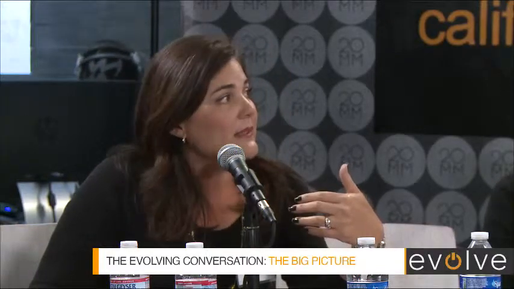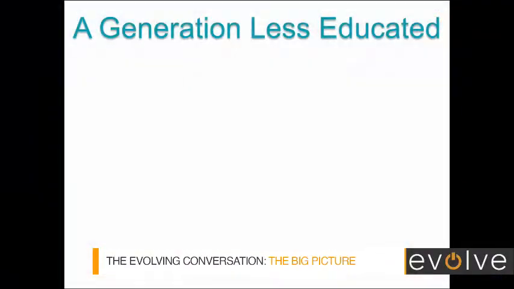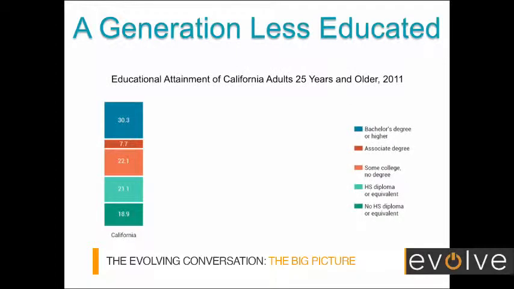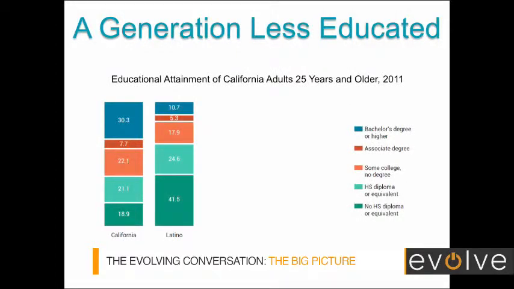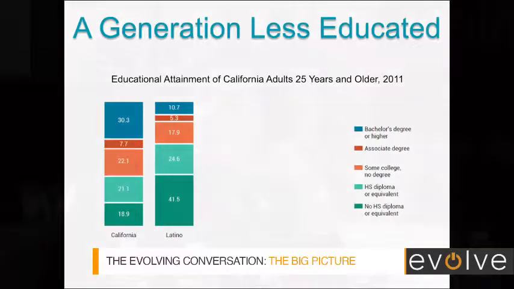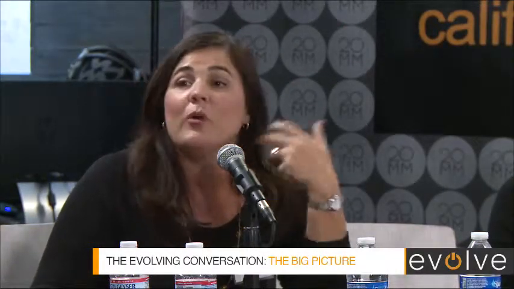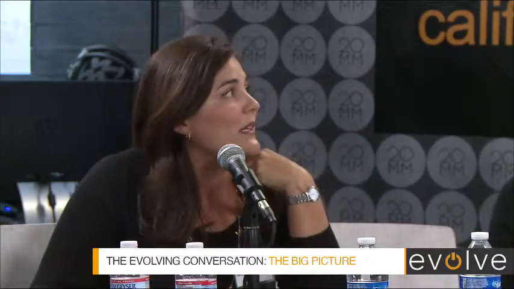And this next slide is especially troubling when we know that fact, because this will show you what educational attainment looks like for all Californians and for Latinos in particular. Amongst Latinos over 25, only 11% have a baccalaureate degree. So 1 in 2 young people are Latino in California, and we have the lowest educational attainment. 41% have no high school diploma or anything equivalent.